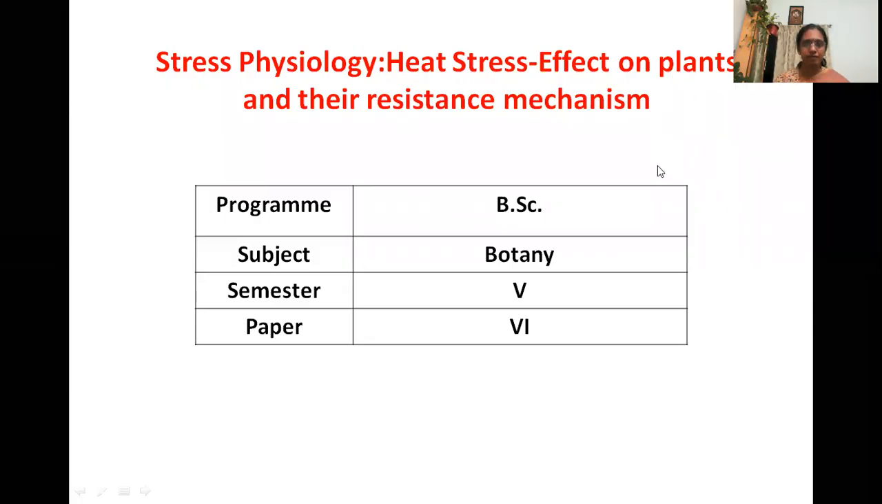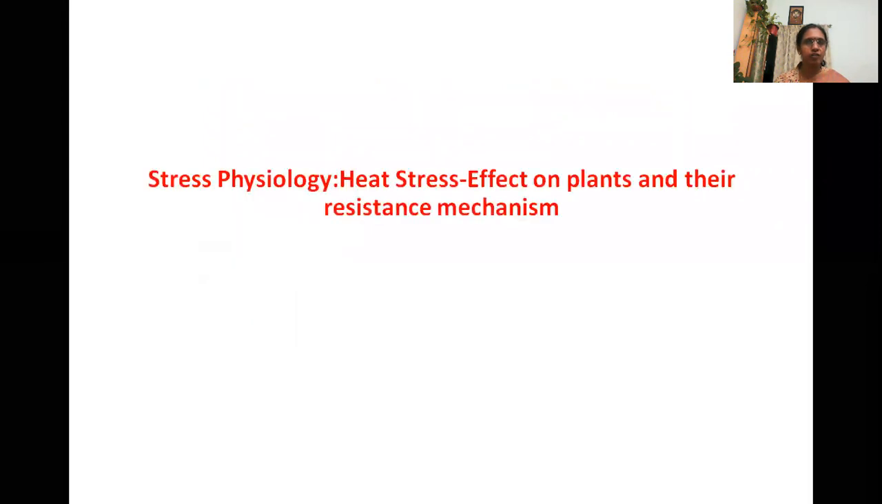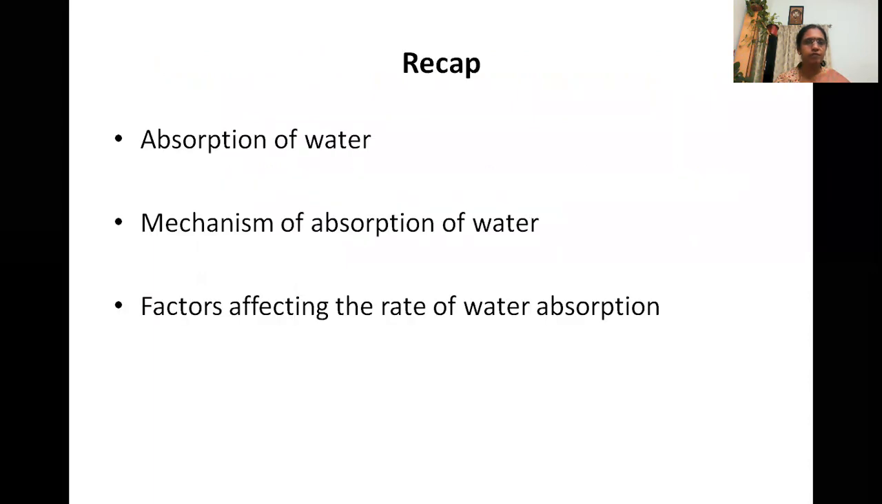Hello students. Again, let us go back to the stress physiology that we have studied in the previous session, that is about water stress. And then let us come back to now this stress physiology of heat stress. That is, today's topic is heat stress effect on plants and their resistance mechanism to heat stress.